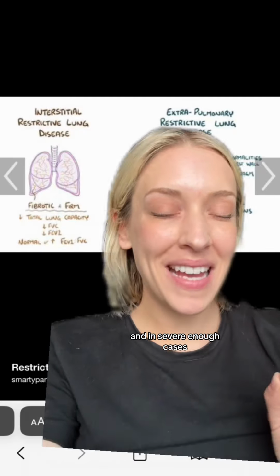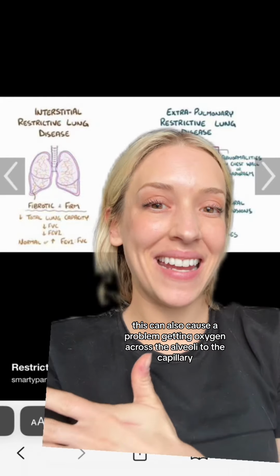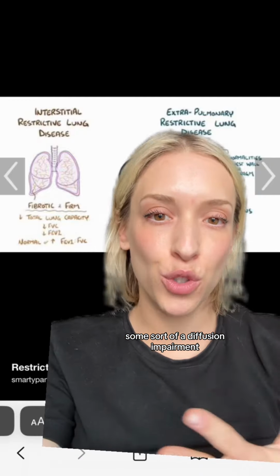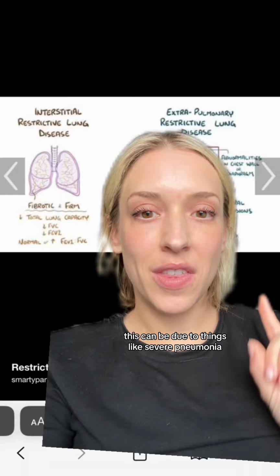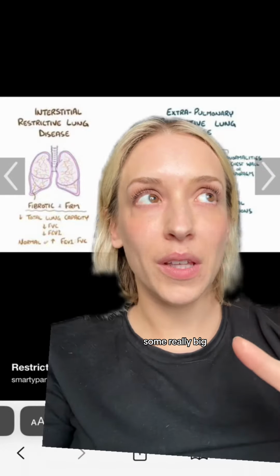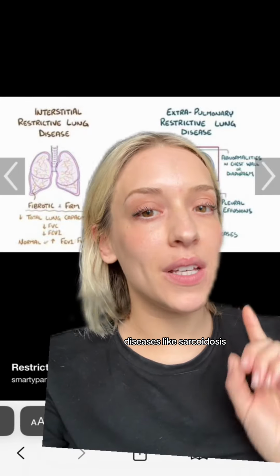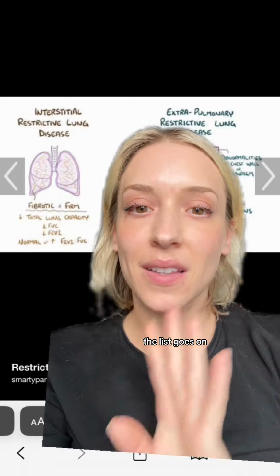And in severe enough cases, this can also cause a problem getting oxygen across the alveoli to the capillary, some sort of a diffusion impairment. This can be due to things like severe pneumonia, some really big bag medications, radiation therapy, diseases like sarcoidosis, idiopathic pulmonary fibrosis, the list goes on.